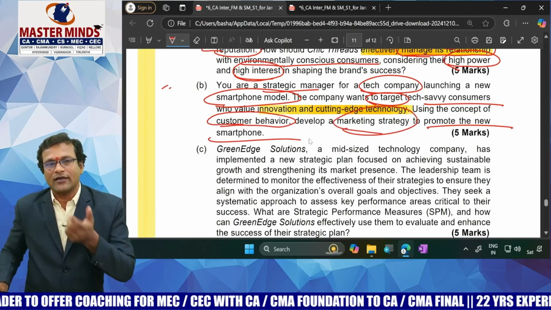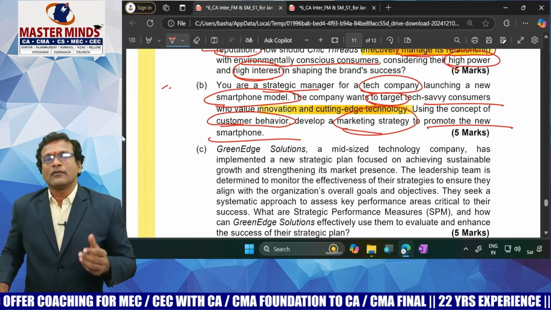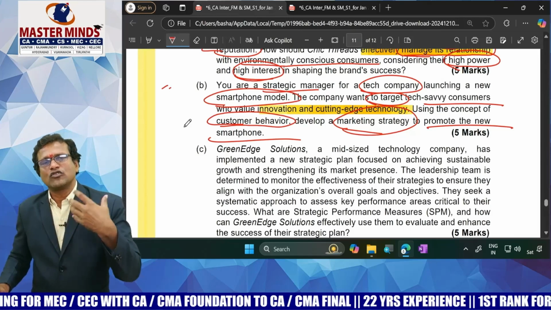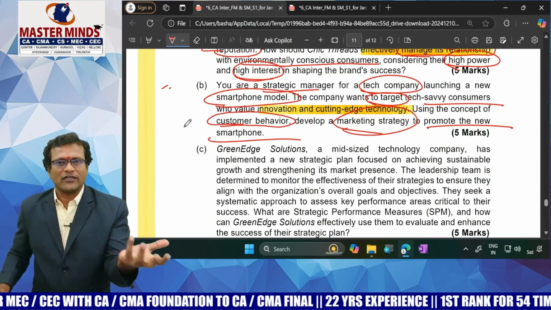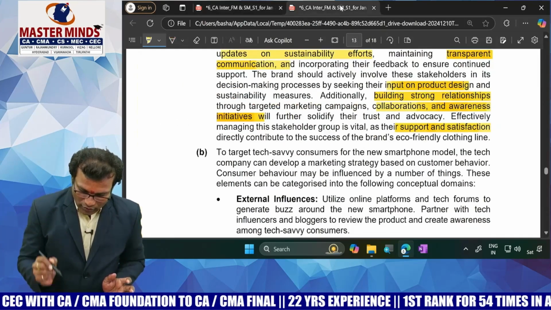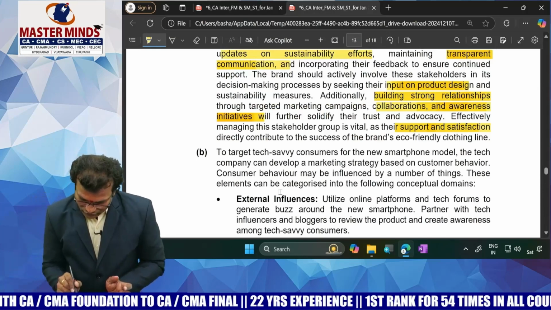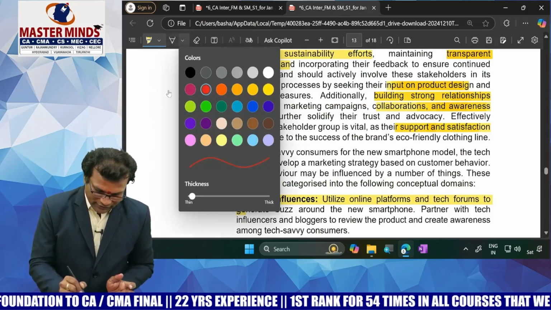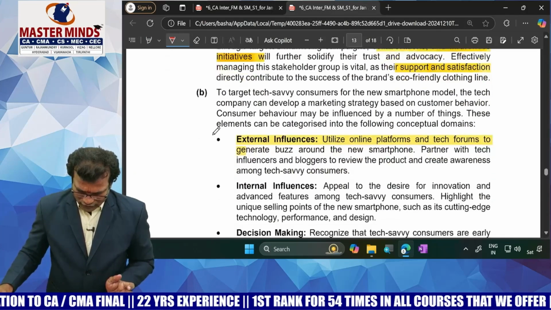It means you have to write how you can increase sales to these customers. He's talking about customer behavior. There are so many factors, hopefully 3 to 4 factors, which have a huge impact on customer behavior. Look at this one. External influences, first one, external influence. It's almost a straightforward question.